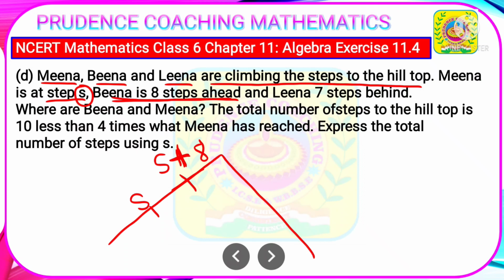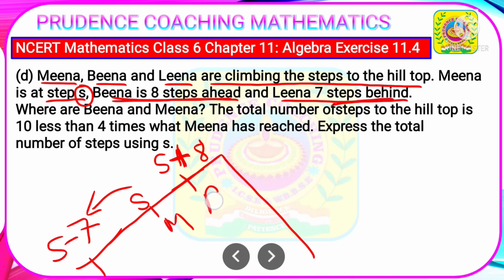And on the other hand, Leena is 7 steps behind. That means towards the foot of the hill we will find Leena, and if Meena is S, that means Leena will be S minus 7 as she is 7 steps behind as it is said. So this one is Meena and this is Bina and this one is Leena. So we have calculated, we are going to write this, but before this we have another part of the question.